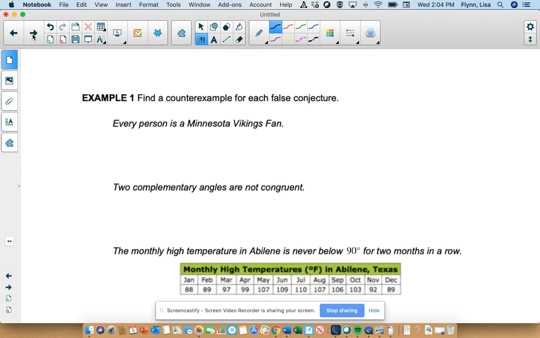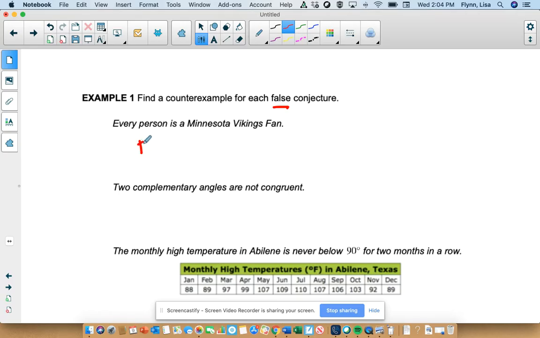Let's practice some of these. For these next few examples, we're going to find a counterexample for each false conjecture. So we're assuming these conjectures are not going to be true, which means there should be at least one example of it not being true. So that first one says every person is a Minnesota Vikings fan.